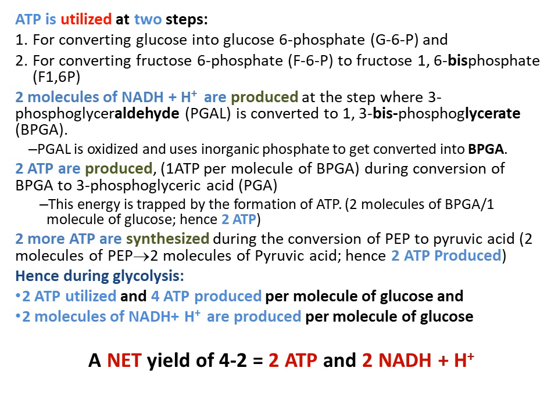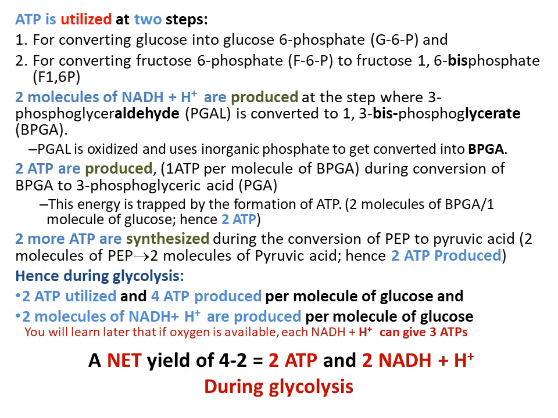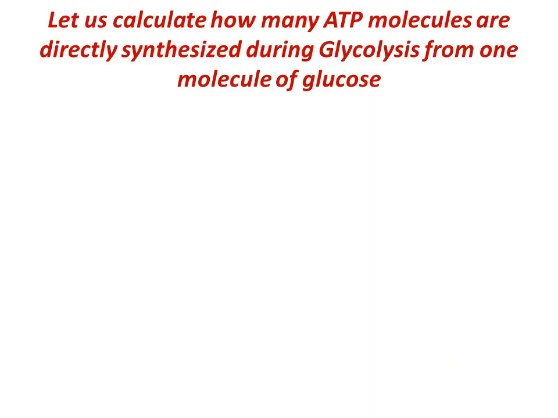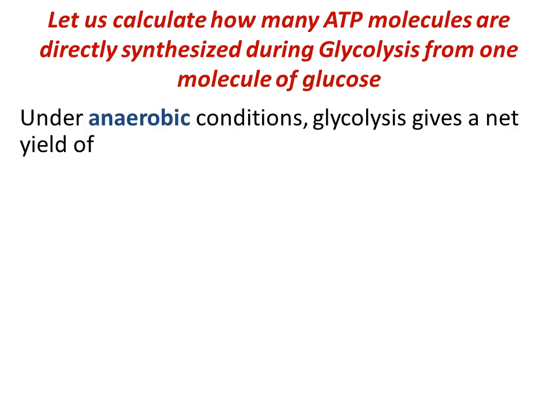So the net yield of glycolysis is 2 ATP and 2 NADH. You will learn later that if oxygen becomes available, each NADH can give 3 ATPs each. So let us summarize how many ATP molecules are synthesized directly from glycolysis from 1 molecule of glucose.